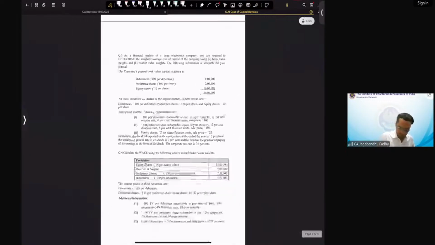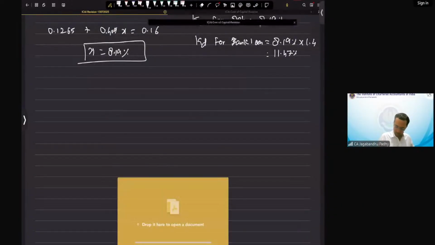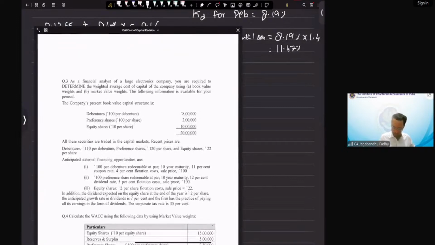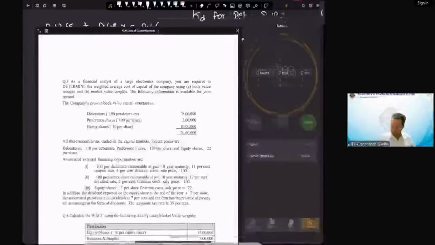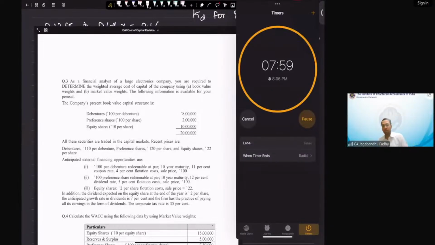Here we have this question number three. And the timer is running. Let me just cancel it and start again. So we've got 8 minutes to solve this question number three, guys. Try to solve it quickly.